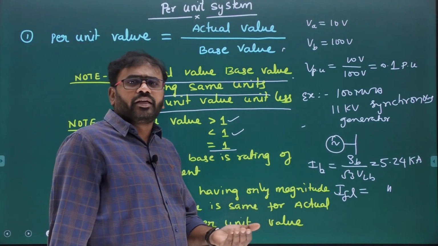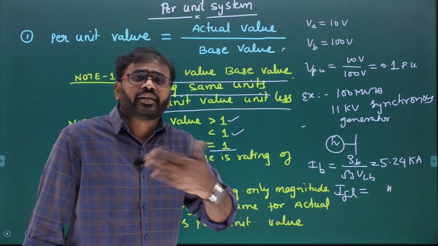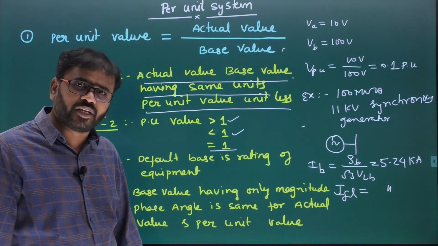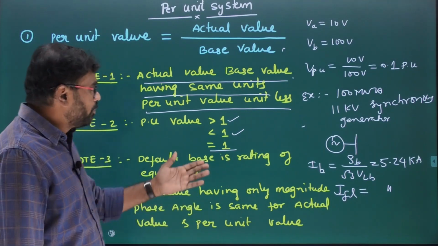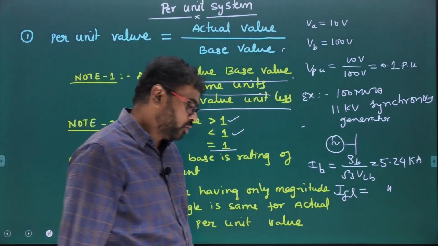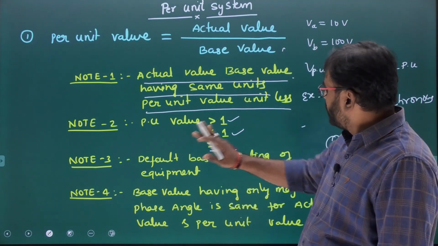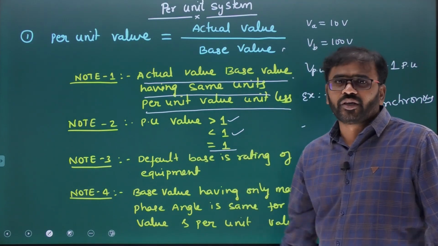If the machine is delivering a load less than the rated capacity, then per unit value is less than 1. If the machine is fully loaded, then per unit value is what? Equal to 1. So these are the things we need to understand about the per unit system. So per unit value may be less than 1, may be greater than 1, may be equal to 1.